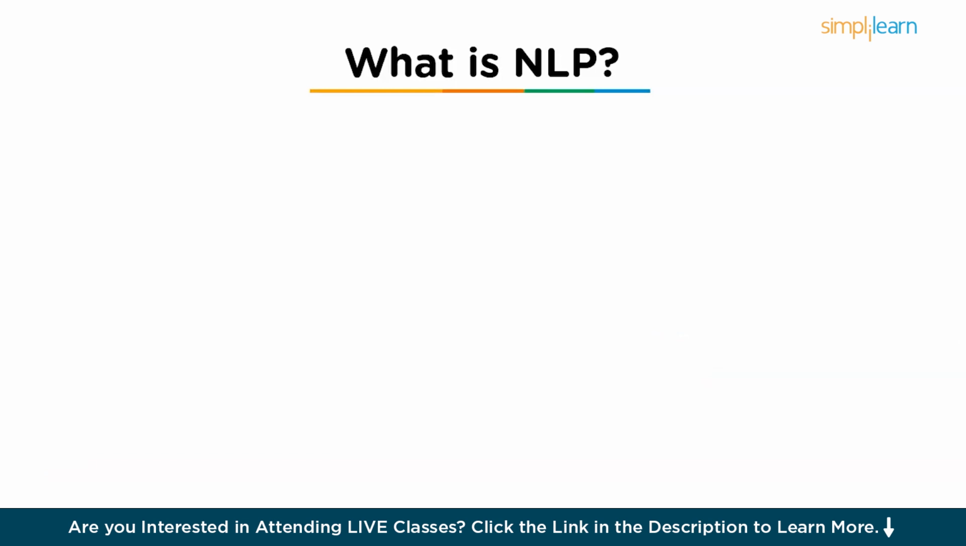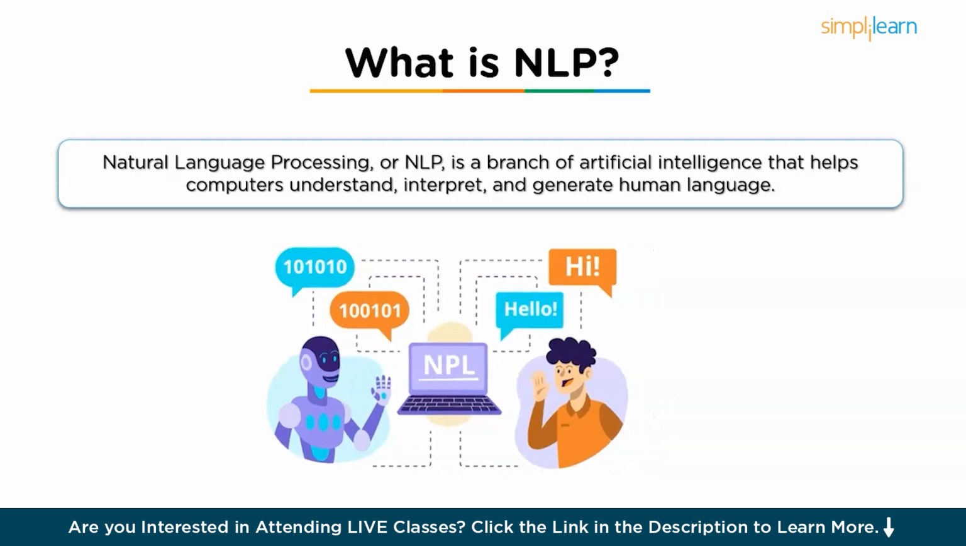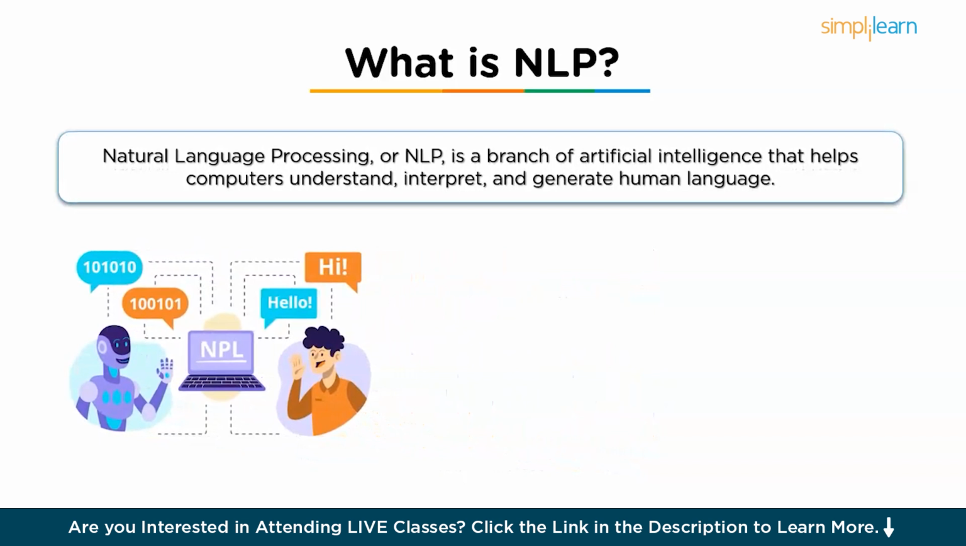In this chapter, we'll be dealing with NLP, or natural language processing. Natural language processing, or NLP, is a branch of artificial intelligence that helps computers understand, interpret, and generate human language. You can think about how we communicate every day, like through text messages, voice commands, emails, or even social media posts. NLP enables machines to process and respond to language in a way that feels natural, just like humans do. A great example of NLP would be chatbots.